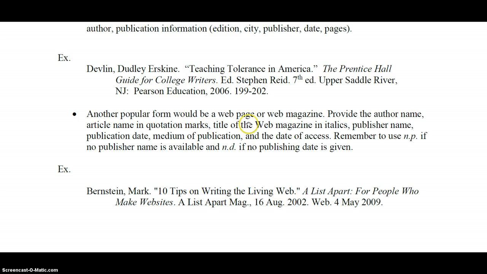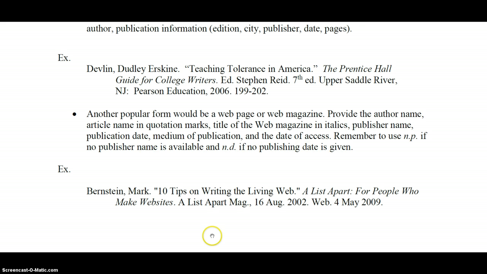Another popular way is probably going to be a web page or a web magazine, and so I've given you the information on how to cite that. You see we've got the information up here: author name, article name in quotation marks, title of the web magazine, or if it's a page, title of the web page, publisher name, publication date, medium of publication, which is web, and the date of access, the date that you got that article. Remember to use NP if there's no publisher name, and ND if there's no publishing date.